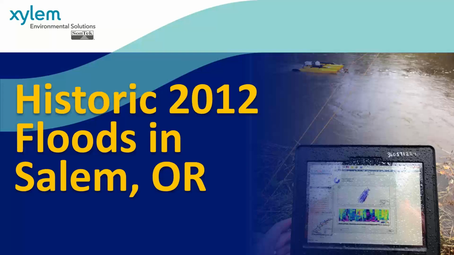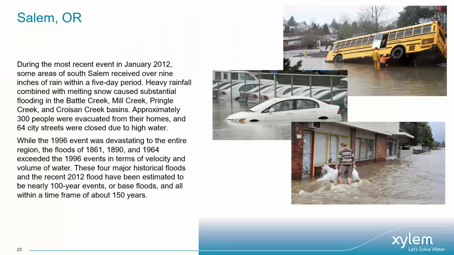All right, so now we're going to do a 180 and talk about the other extreme, flooding. So let's start with the first case study, the historic 2012 flooding in Salem, Oregon in the US. During the most recent January 2012 flood event, Salem actually received 9 inches of rain within a 5-day period. Now, in this region in particular, when you have heavy rainfall combined with snow melt, this can cause substantial flooding.